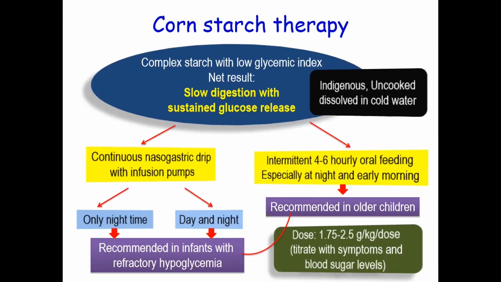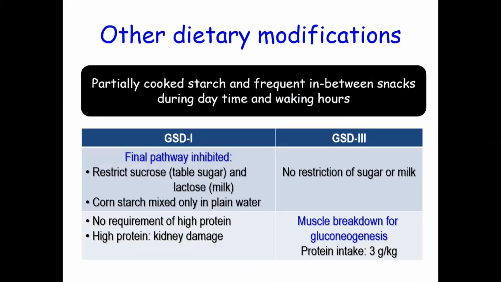You can give cornstarch by a continuous nasogastric drip in those children, especially type 1, who are very symptomatic. You can give it throughout the day or in the night time. And for those who are intermittently feeding orally, you need to give early night and early morning, and maybe a little bit throughout the day. The rest of the time, the children can eat their normal food. And the dose of cornstarch you need to give is 1.75 to 2.5 grams per kg per dose. Too much cornstarch ends up with a lot of obesity, so we have to carefully titrate cornstarch.